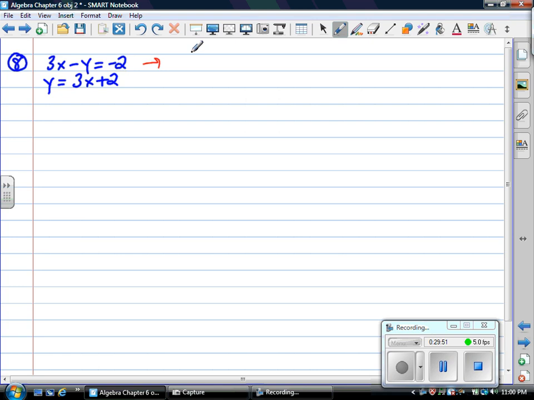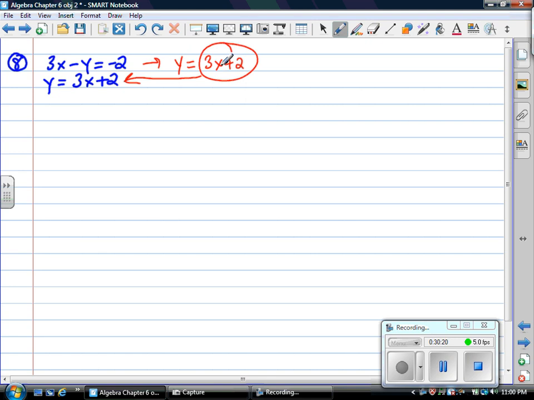I rewrite this equation in slope-intercept form, or in the form of y equals. It would be y is equal to, let's see, if I add y to both sides, then I'd add 2 to both sides, so that would be 3x plus 2 is going to be equal to y. Oh, look what I see. I see we get the same equation. y is equal to 3x plus 2, y is equal to 3x plus 2.